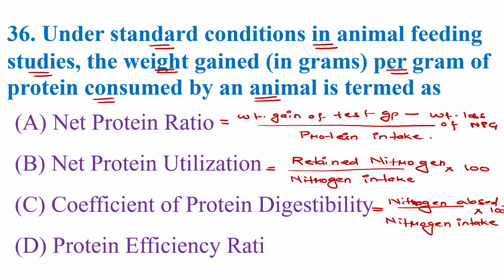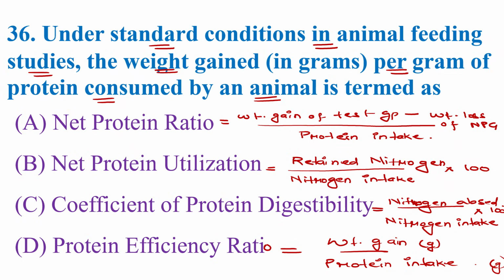Third, last one, that is protein efficiency ratio. So it is the weight gain in gram per protein intake in gram. So over here, my correct option will be option number D, that is weight gain per protein intake. It is determined as protein efficiency ratio.